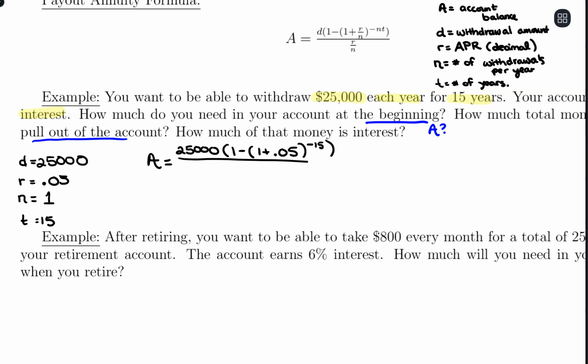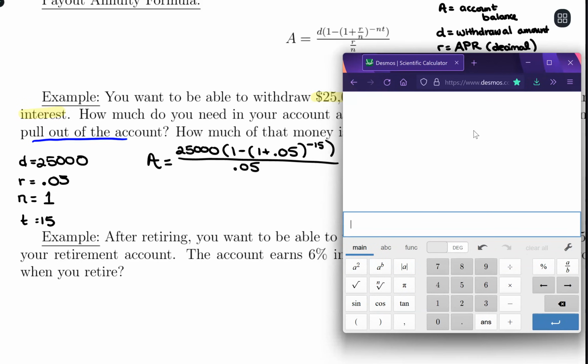And close those parentheses, all over 0.05 over 1. All right, let's go to our calculator and plug all of that in. So I'm going to separate my numerator and denominator: 25,000 parentheses 1 minus parentheses 1 plus 0.05, and then close those parentheses and raise it to an exponent of negative 15. Close the parentheses in the numerator, all over 0.05.